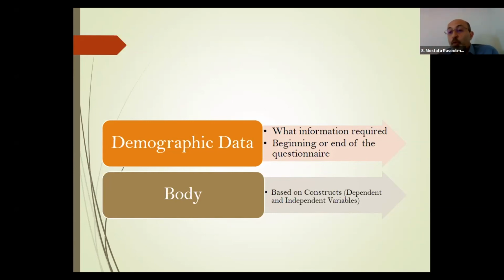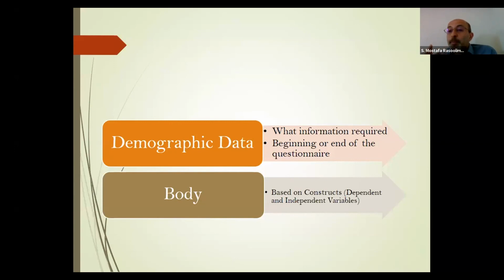The third part, and the most important part of the questionnaire, is the body of your questionnaire. The body includes all variables, independent and dependent variables. This part should be adopted from previous studies. If you have, for example, 10 variables to measure, then you have 10 different sections in the body part of your questionnaire, and for these 10 different sections you have to explain which studies you adopted the items from, from one study or more.